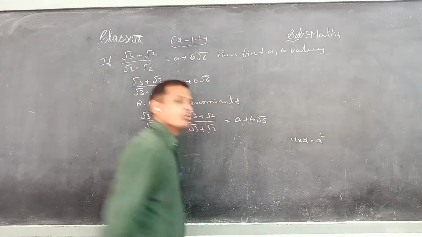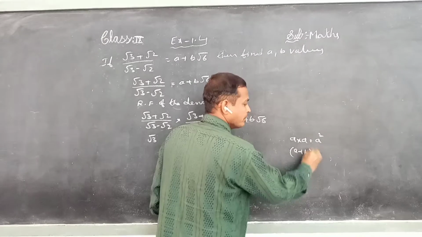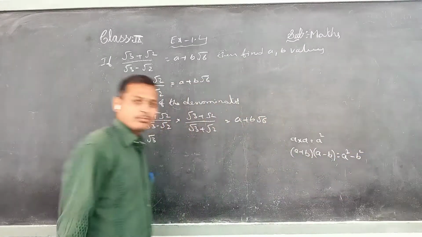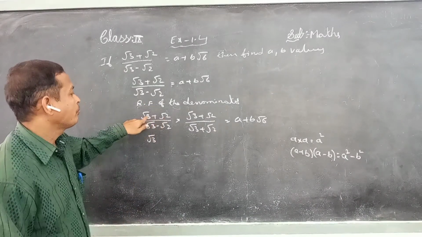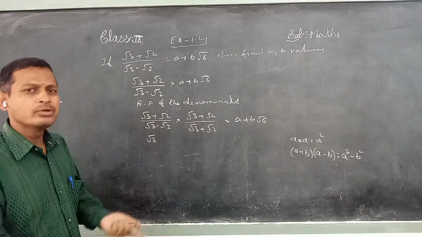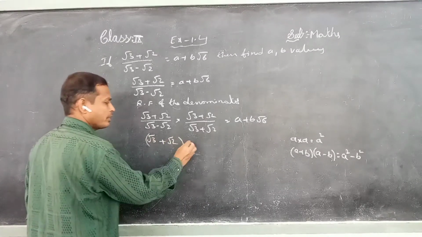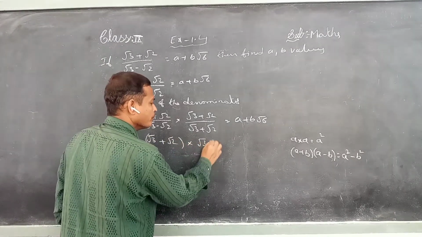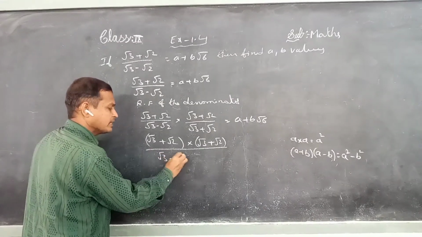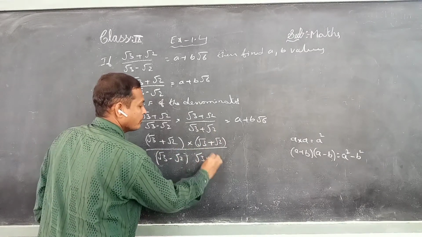Okay, children? What is the form of a plus b into a minus b? A square minus b square. This is in the form of root 3 plus root 2 into root 3 plus root 2. So a into a is a square. But we should not write the direct formula at first. So first we should write the numerators and the denominators, and next we will use the formula.